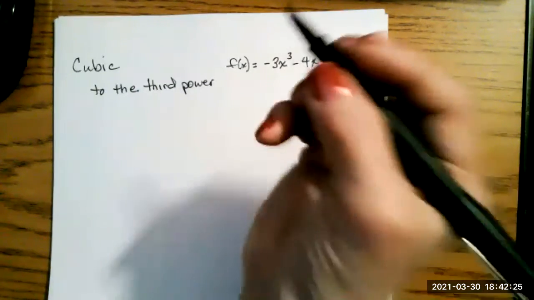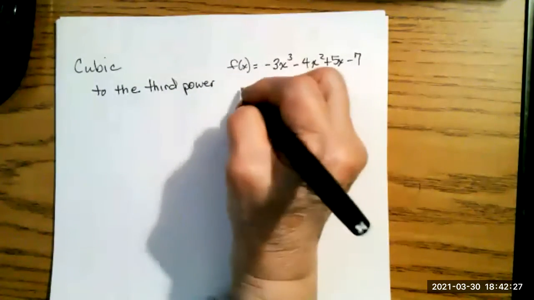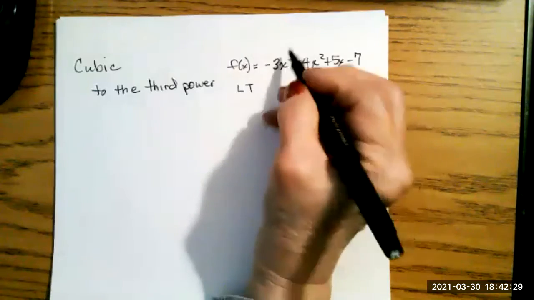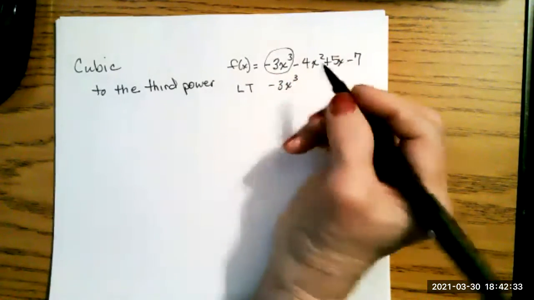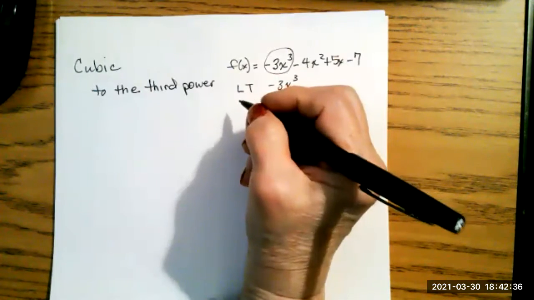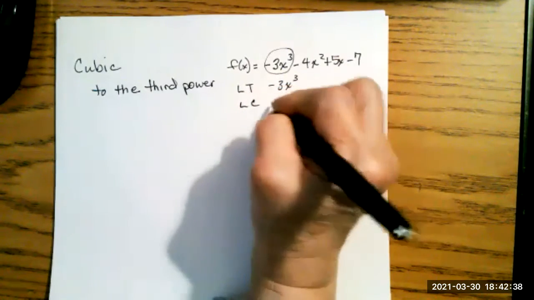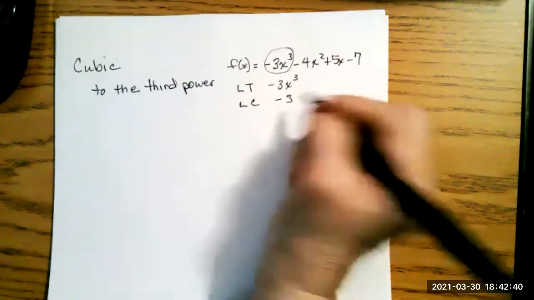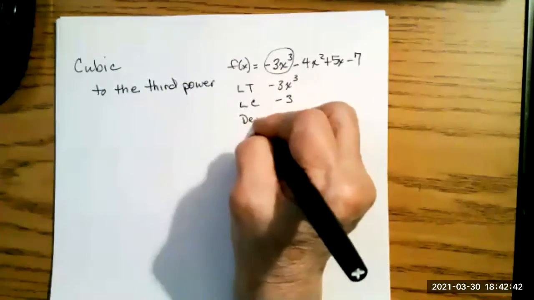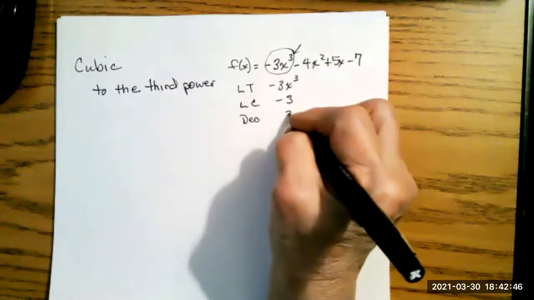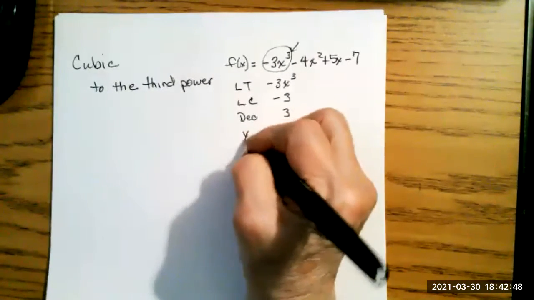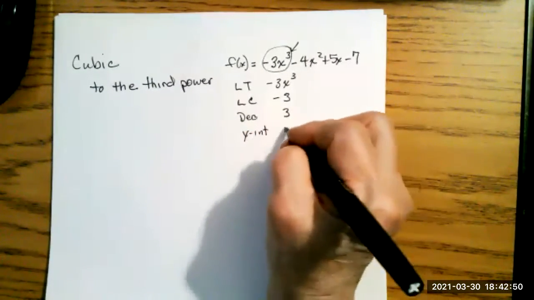All right. So let's do all those things on this one. The leading term is this whole thing there, negative 3x cubed. Somebody needs to mute yourself, please. The leading coefficient is negative 3. The degree is the exponent of the leading term, which is 3. And the y-intercept, or the constant, is negative 7.